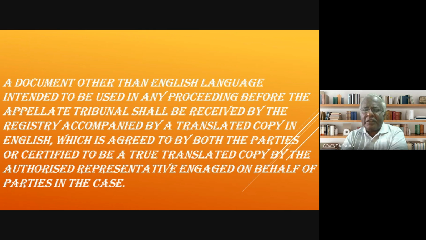It should be noted that a document other than in the English language, intended to be used by the appellant in any proceedings, whether it may be an appeal, a cross objection or a stay application, should be accompanied by a translated copy in English, which is agreed to by both parties. It is important. You may translate on your own, but it may not fulfill the contents of the original Tamil document. So it should be agreed by both the parties, the appellant and the opposite party, and certified to be a true and translated copy by the authorized representative engaged on behalf of the parties in this case. So all the documents should be in English. If it is in other regional languages, it should be translated into English and confirmed as a true copy by both the parties.